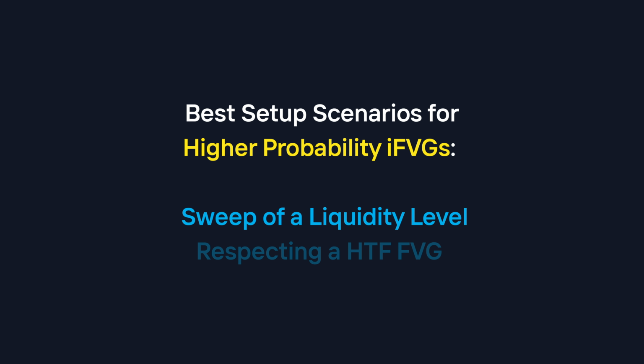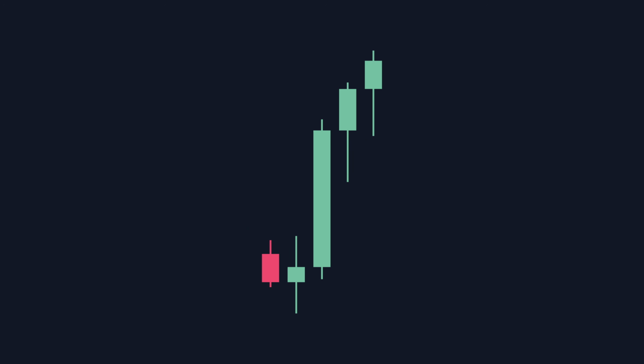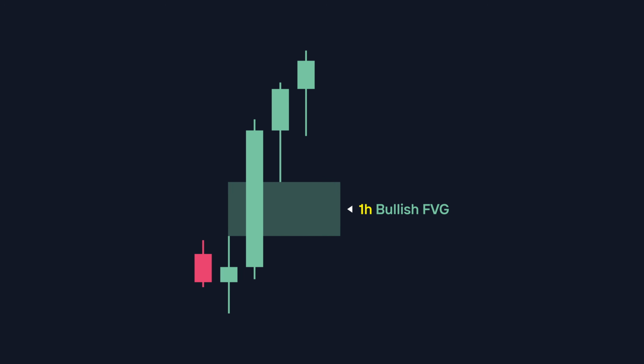So that covers how iFVGs can be used during an attack of liquidity. But there is also another type of setup that also works great with iFVGs, which is during an attack of a higher time frame fair value gap. So let's take a quick look at that. Here we have a piece of a 1-hour chart that contains a bullish 1-hour fair value gap.